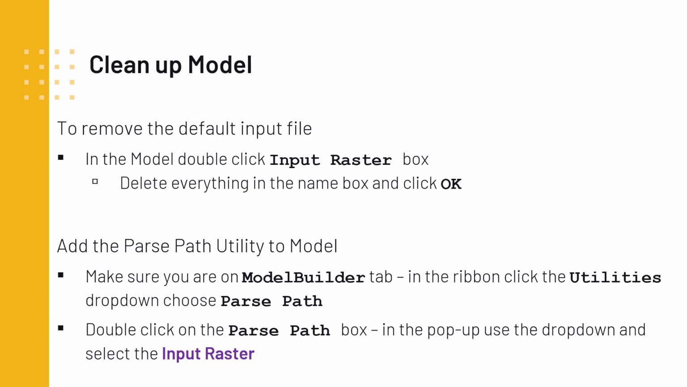Okay, then what we're going to do is add the parse path utility to our model. Again, you're going to make sure you're on the ModelBuilder tab at the top, and in the ribbon, you're going to go to the utility section, drop down, and choose parse path. That's going to add the tool to your model. Then you're going to double click on the parse path tool, and in the pop-up, use the drop down and select the input raster, because that's the value that ultimately gets put in there that we want to break into its 4 variable components, of which we're interested in the name.